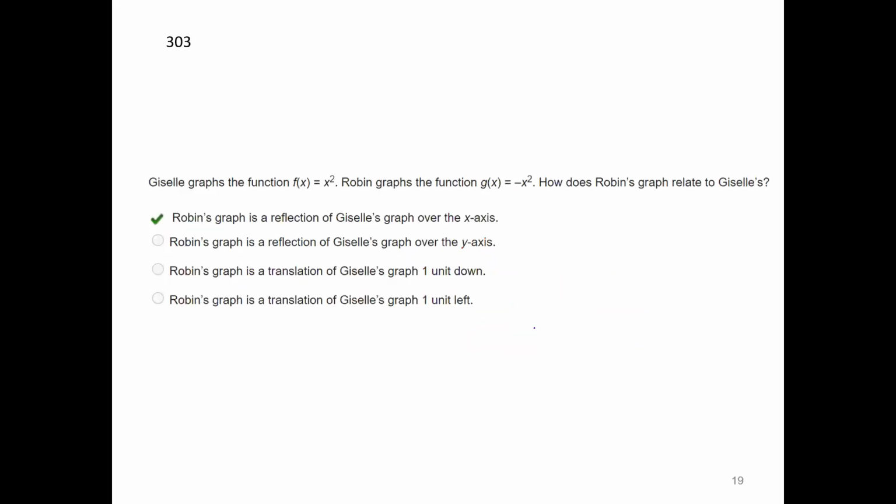All right, let's go on to the next one. 303, you guys. So 2 more to go, and then we are done. So go ahead and highlight this one.